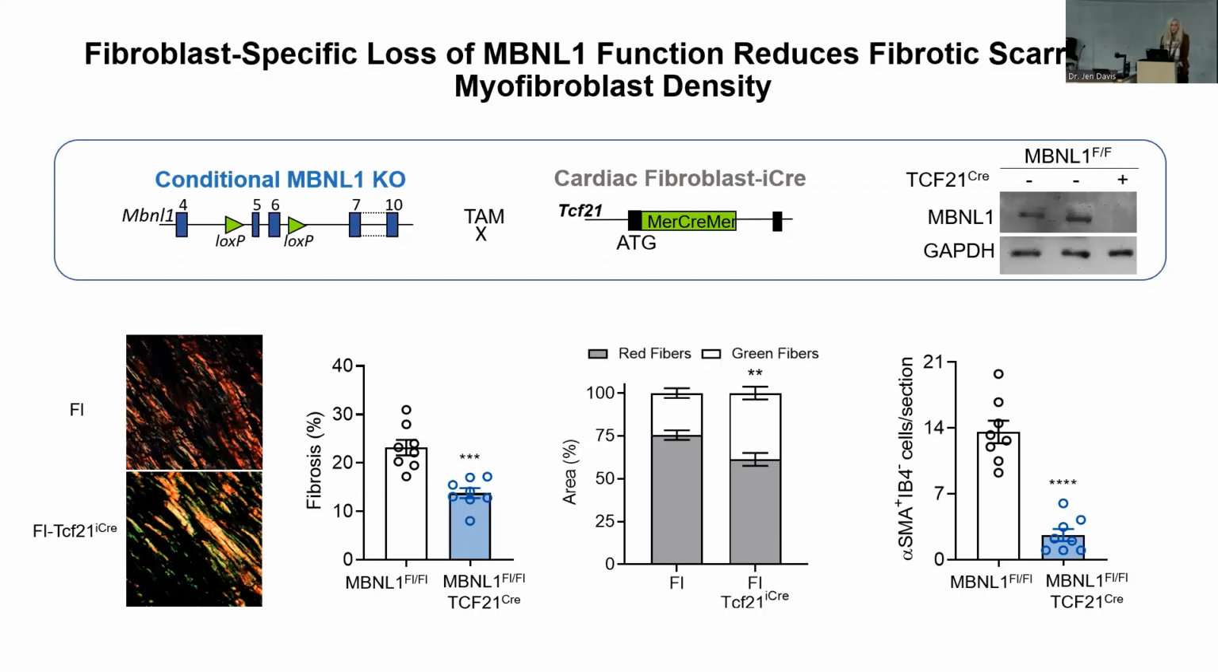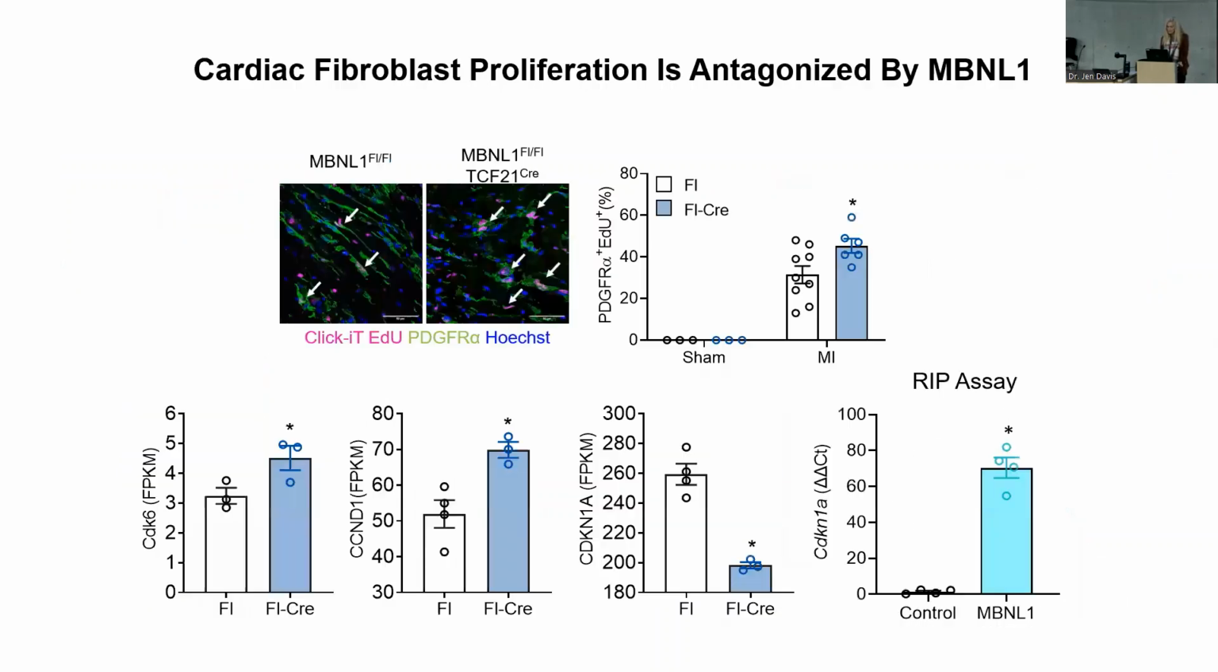We also scored for the number of myofibroblasts that we saw in the tissue by counting the number of alpha smooth muscle actin positive fibroblasts. And you can see here we saw a significant decrease in the number of myofibroblasts that had formed, at least histologically, in these hearts. Now, given that we saw a profound difference in proliferation when we overexpressed the transgene, we also looked at proliferation in our knockout mice using the same approach where we gave EdU to these mice and then looked at the peak of proliferation following myocardial infarction.